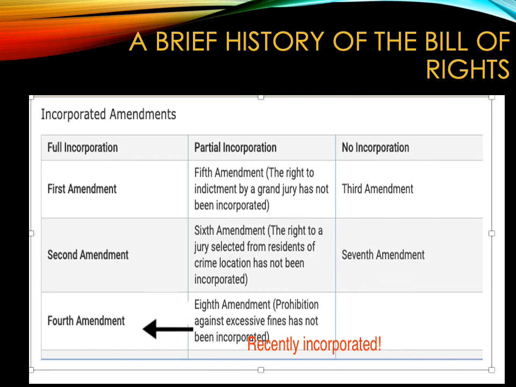So this slide just shows you which of the liberties have been fully incorporated, every liberty in the first, the Second Amendment, and the Fourth Amendment. And now you can move the Eighth Amendment over into that quadrant as well, because it has been fully incorporated. The Fifth and the Sixth are only partially incorporated, and so you can take a look at that. The right to a jury selected from residents of the crime location has not been incorporated to the states. And the Third and the Seventh Amendment have never come to the court to be incorporated. And so those remain as liberties in the Bill of Rights that don't apply to the states.